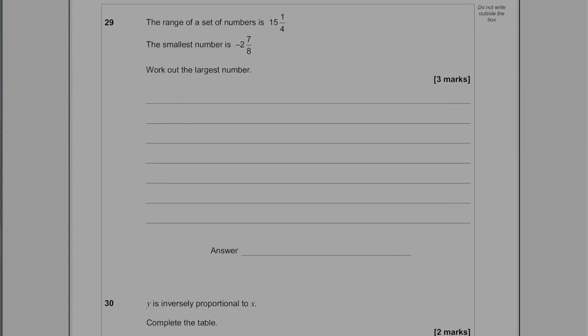Question 29. The range of a set of numbers is 15 and a quarter. The smallest number is -2 and 7/8. Work out the largest number. So we want to do -2 and 7/8 plus 15 and a quarter. I'm going to do my number part and my fraction part separately.